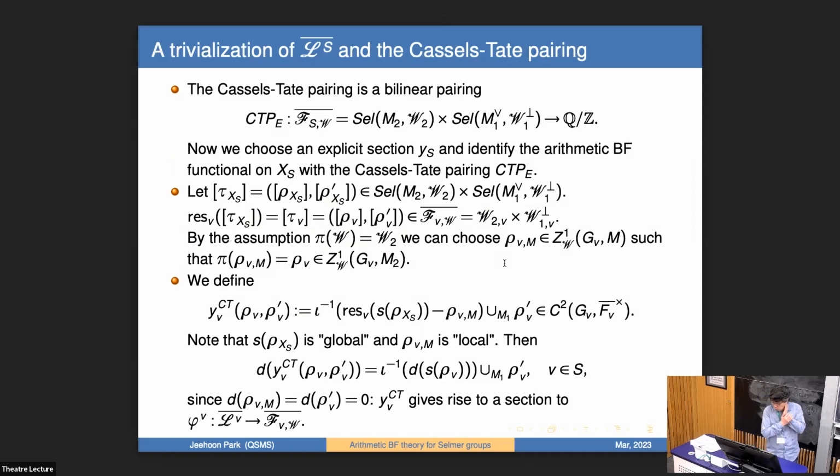And here is that section. I call it Y_V Cassels-Tate. That's the section of this line bundle. So you see, let me recall. In order to explain that, I have to recall the Cassels-Tate pairing. The Cassels-Tate pairing is the bilinear pairing Selmer M2, W2, times Selmer M1 check, W1, to Q/Z. And if I recall how it was constructed, you can write it down in this way.